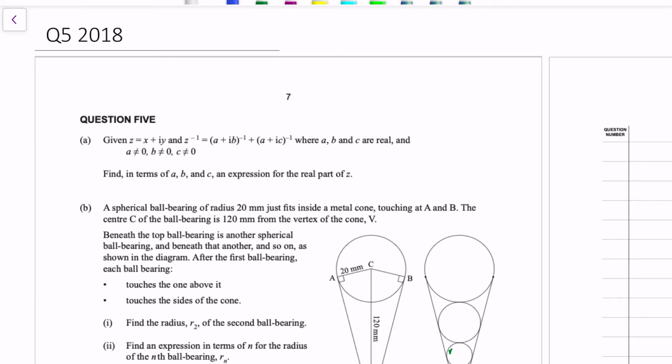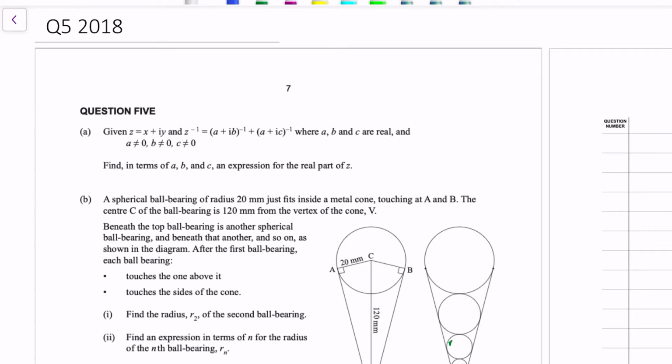Two parts to this question. The first part, a complex numbers problem, which is quite algebraic, and question 5b, a neat sequences and series problem about spherical ball bearings, which are stacked up kind of like ice cream scoops in a cone.